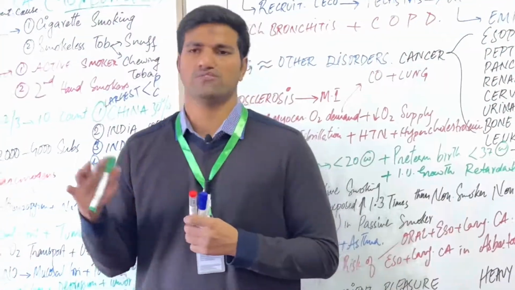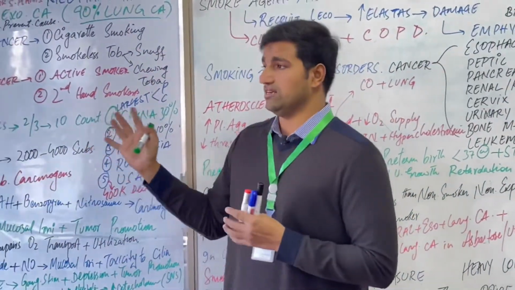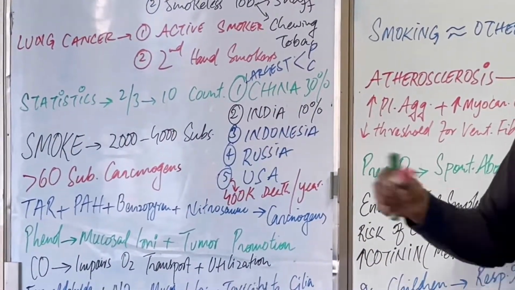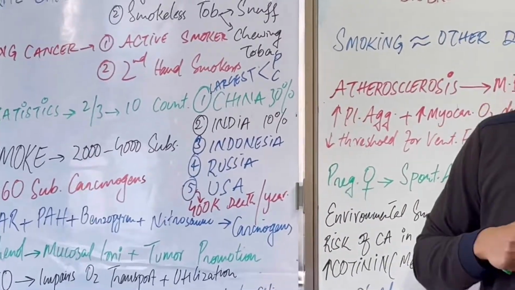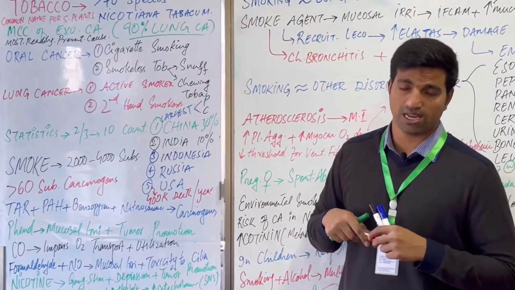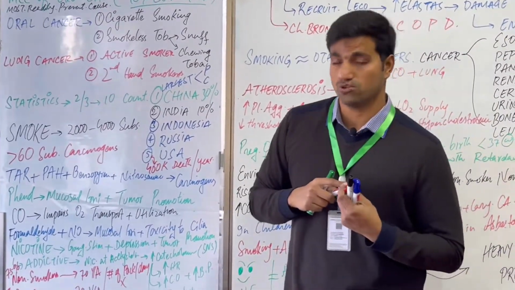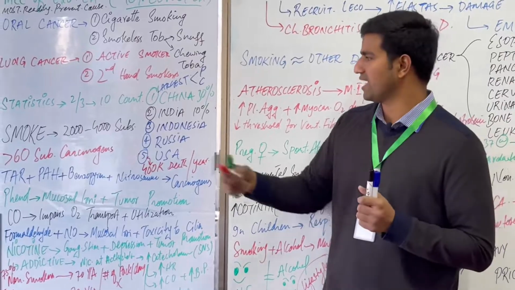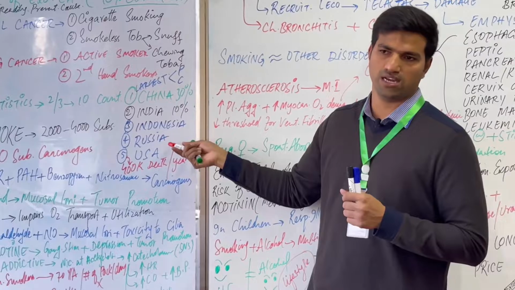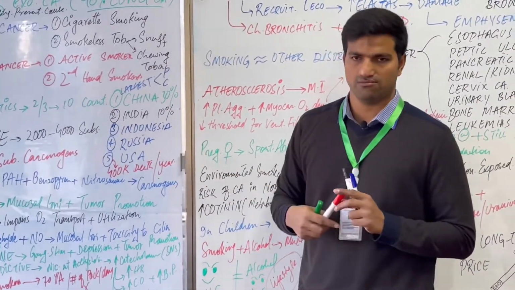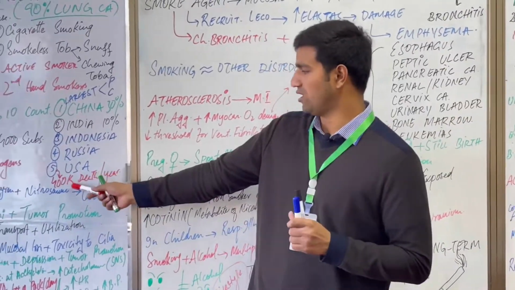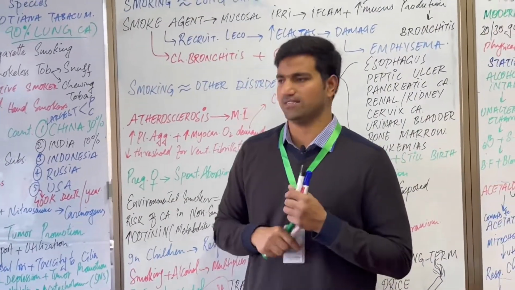Out of 10 countries, we have discussed 5 countries. Number one position is held by China. Out of these 2/3, 30% of smoking is done by the Chinese. China is the largest producer and consumer of tobacco. Then second is India, where we have 10% out of that 2/3. Third is Indonesia, then Russia, and finally fifth is the United States of America. In the United States, there are 400,000 deaths due to tobacco per year.